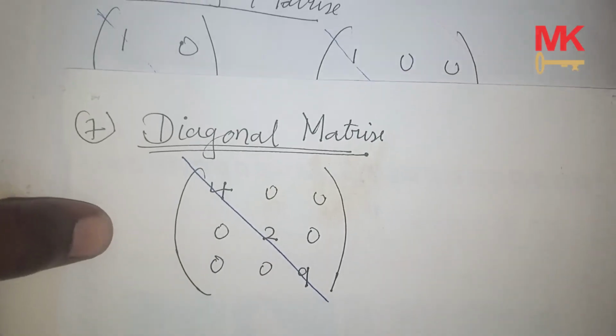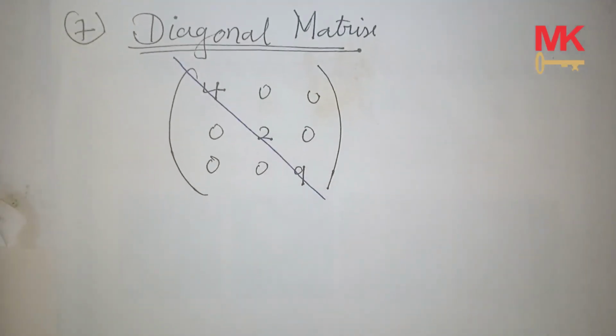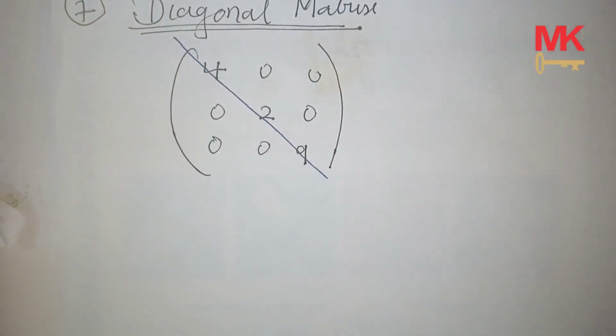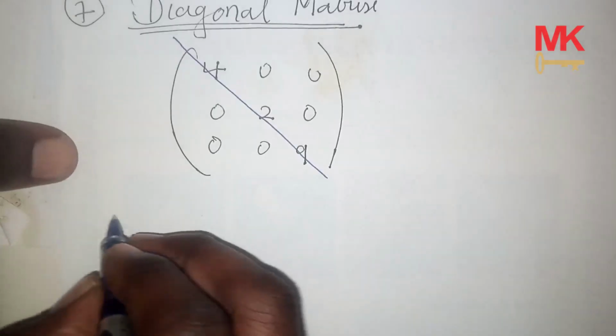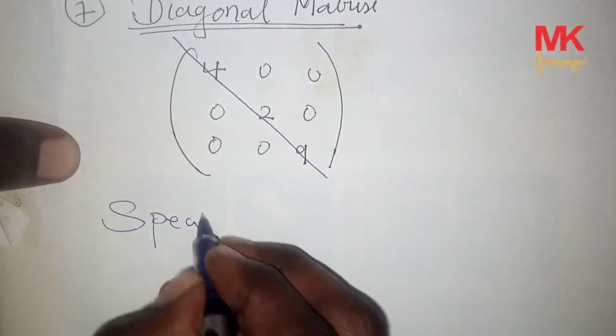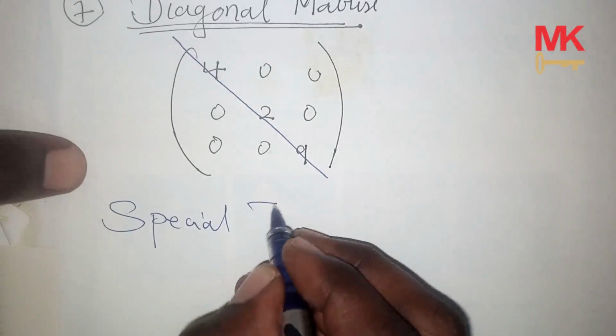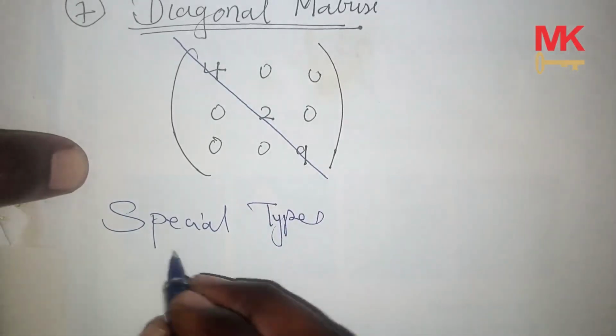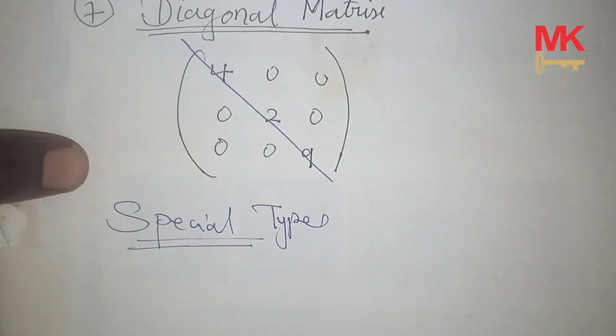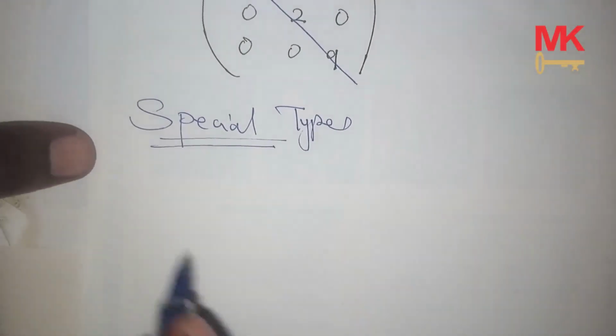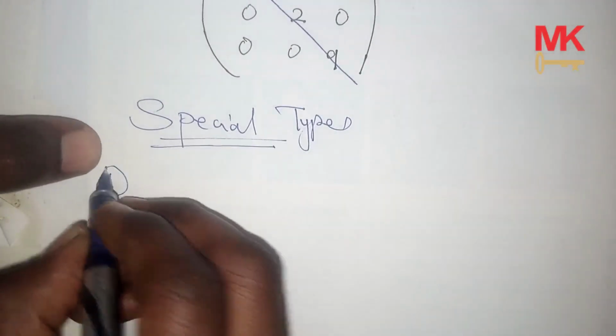Now, we equally have other types of matrix. We call them the special types of matrices. And I'm going to show you that now. Special types of matrices. Now, the very first one under this is called the transpose of a matrix.